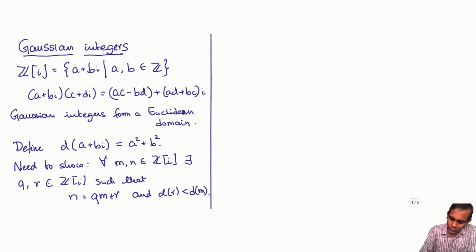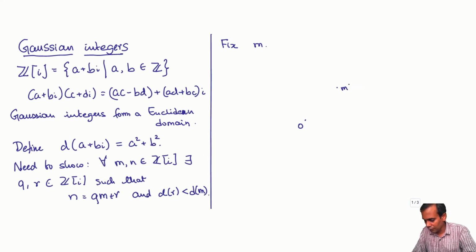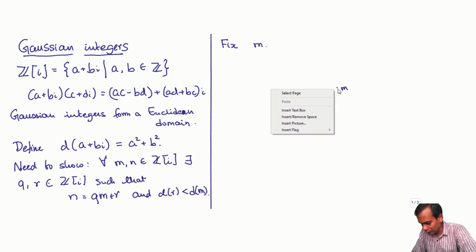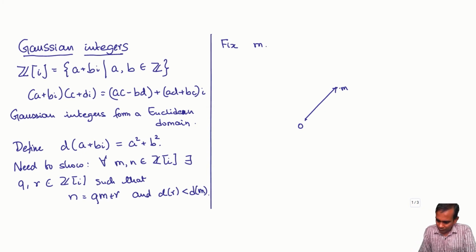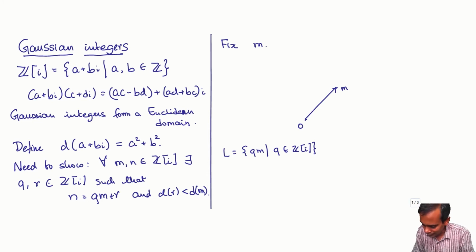To understand this, firstly you fix m. In the complex plane you can think of m as a vector, so you have 0 and then you draw a vector from 0 to the complex number m. Consider the lattice L equal to qm, where q belongs to the Gaussian integers. Another way of thinking of this lattice is you consider the vector m and then the vector i times m. Multiplying m by the complex number i is a rotation of the vector m counterclockwise by 90 degrees. So im looks something like this.